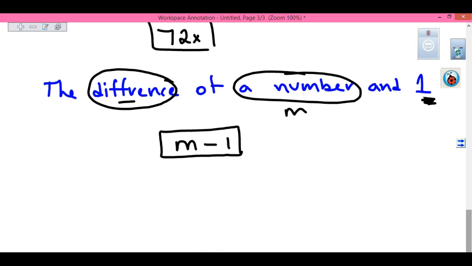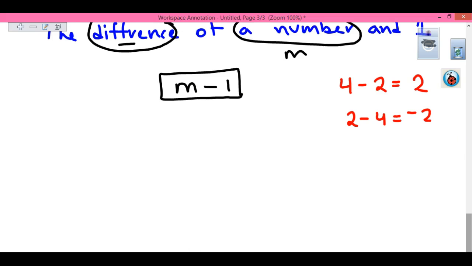So why does order matter when we're subtracting? If we have 4 minus 2, what does that equal? 2. But if we have 2 minus 4, what would that equal? Negative 2. Two different things. Order matters in subtraction and division.